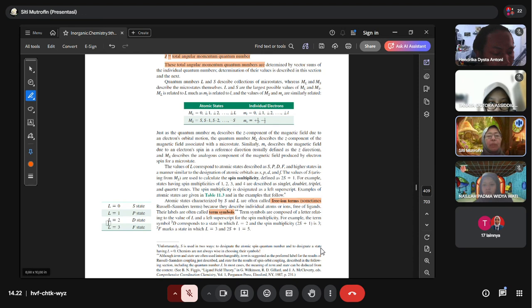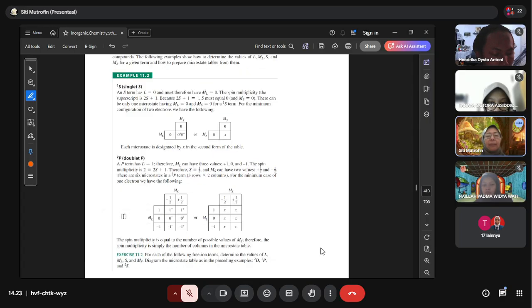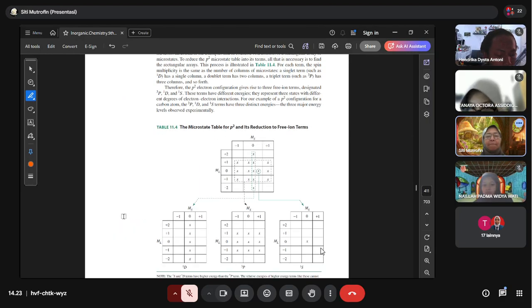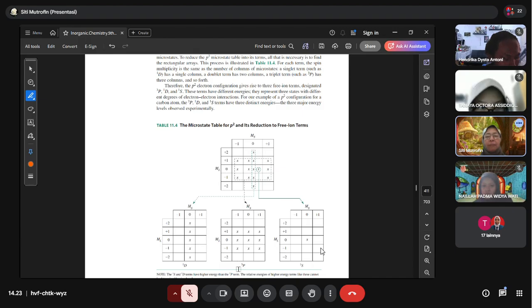Okay. P represents L equal to 1. So the 3 is obtained by 2 times 1 plus 1. If you have a question why we don't have 0 or 2 times minus 1 plus 1 in the P, we have to choose the highest S value belonging to the ML.